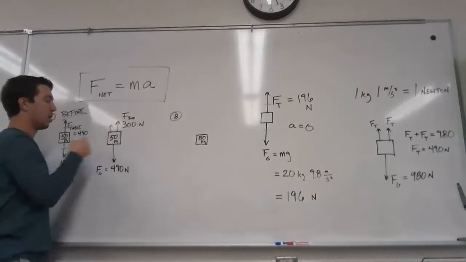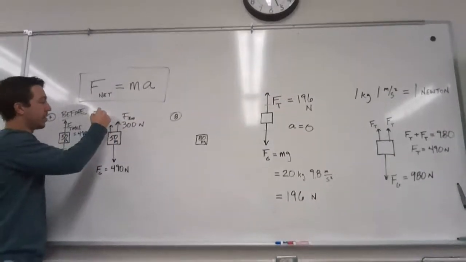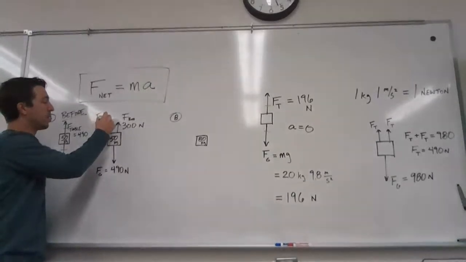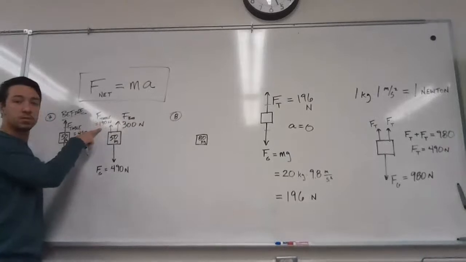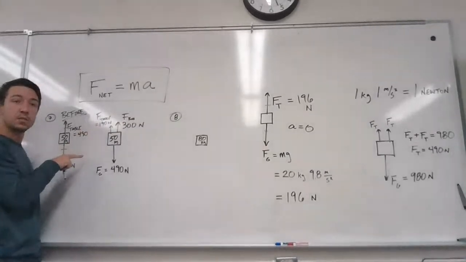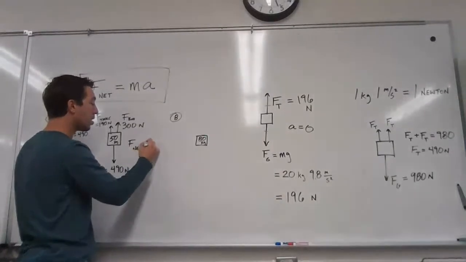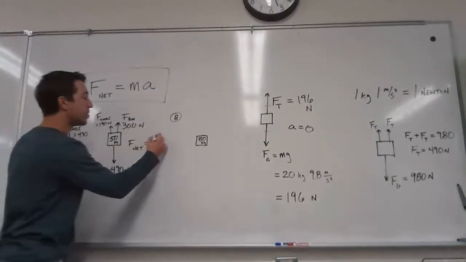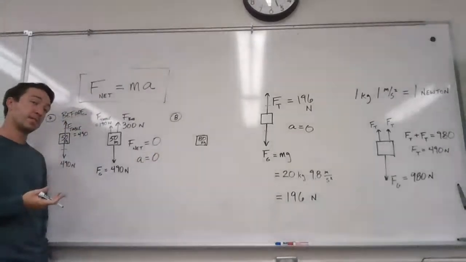490. Well, if I put a 490 there, oh, 190. Okay, so the force from the table would have to be 190 newtons. How do we feel about this? So what's the net force? 0. What's the acceleration? 0. Does that agree with our common sense about the situation?